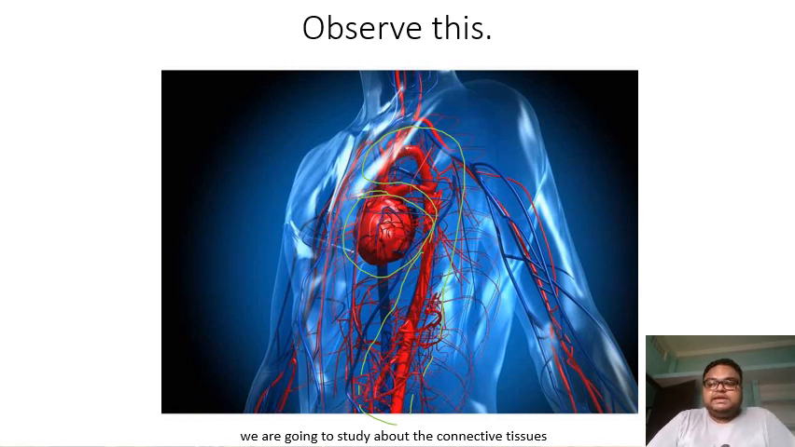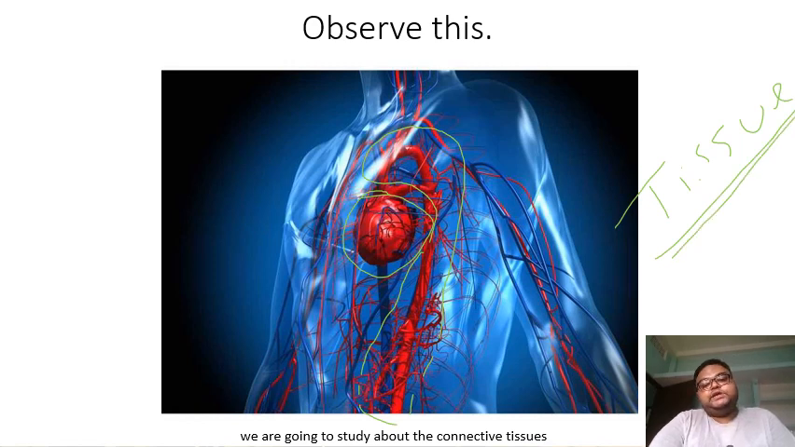And what flows in our circulatory system, students? Blood flows, isn't it? So what is the blood doing, students? It is connecting different parts of the body. So the blood is also a type of tissue, isn't it? Blood is a type of tissue.